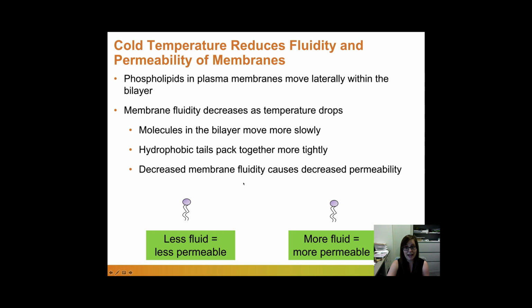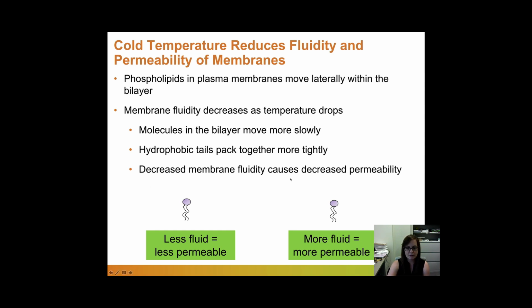And finally, the last variable that influences membrane permeability is temperature. Cold temperatures reduce membrane fluidity because they basically reduce movement. So phospholipids in the plasma membrane move laterally within the bilayer. Right? Remember that red phospholipid bumping around. And membrane fluidity decreases as the temperature drops because the molecules in the bilayer move more slowly. And when they move more slowly, those hydrophobic tails come together more tightly. Okay, so again, that denser hydrophobic region.